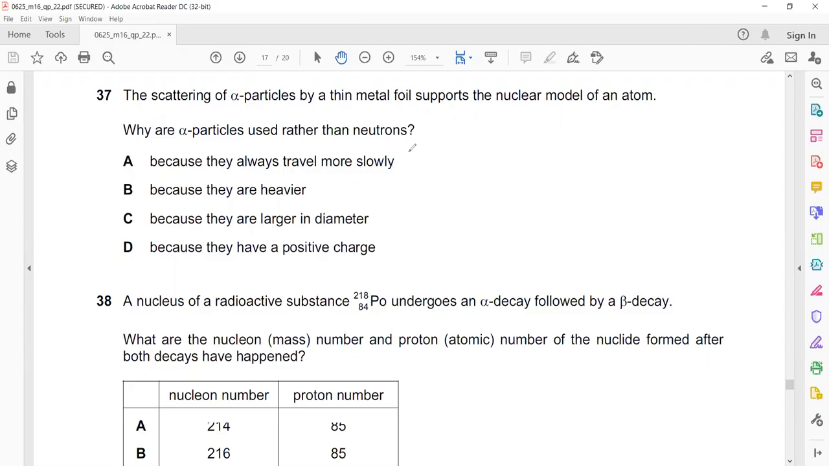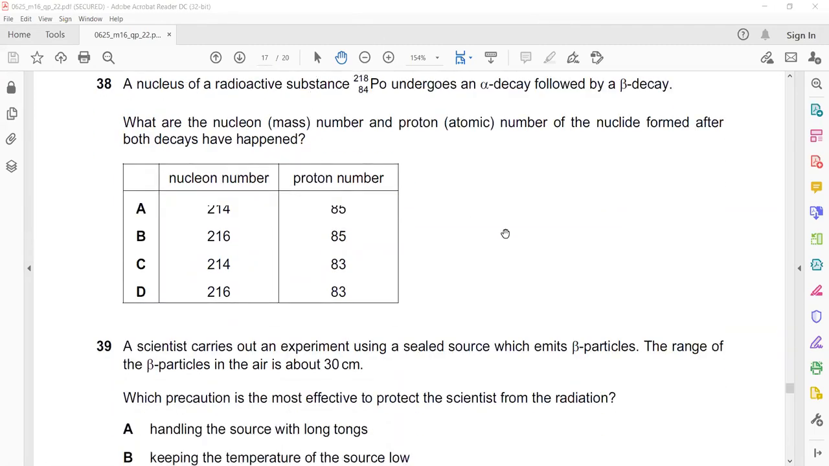Because they travel more slowly? That was not the reason. They are heavier? That was not the reason. In comparison, it is because they are charged particles. Neutron is uncharged, so we don't know whether there is a charged particle inside the atom. But using an alpha particle, Rutherford was able to predict that there is a charge in the nucleus, because alpha particles are also positive.